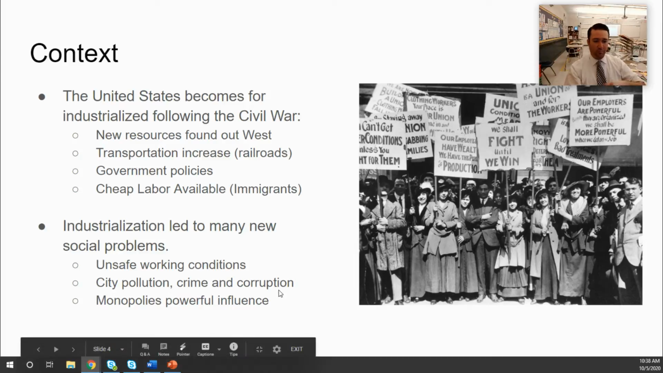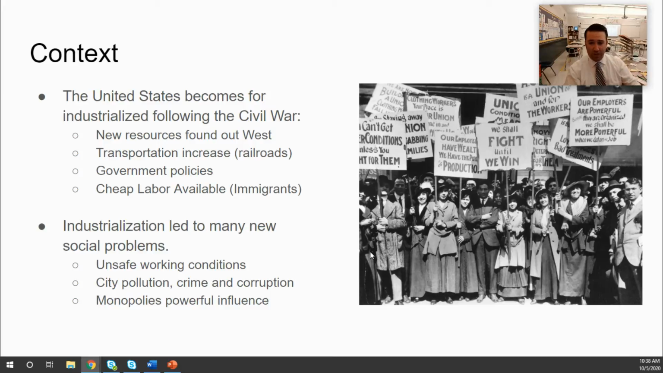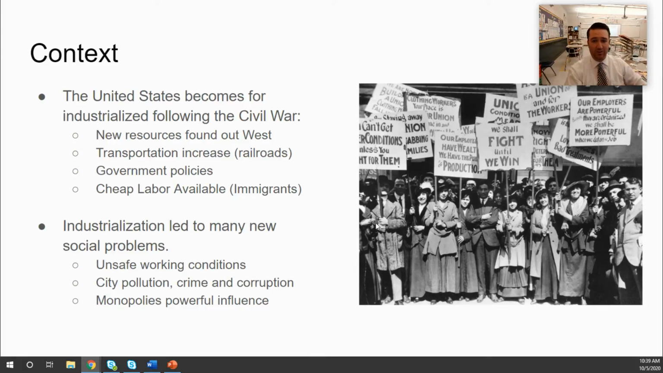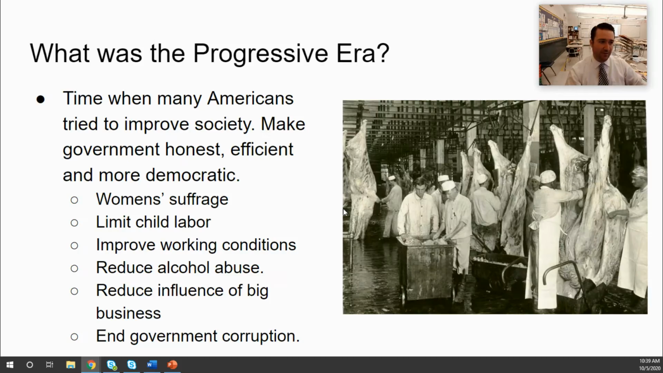And so, industrialization leads to unsafe working conditions for many. It leads to city pollution, crime, and corruption in the cities, as we talked about in the last lecture with the corruption in the cities and the political machines. We're also talking about monopolies and how they have this very powerful influence over government and so forth. So a lot of what we're going to talk about today is in response to those specific issues that are happening in this era.